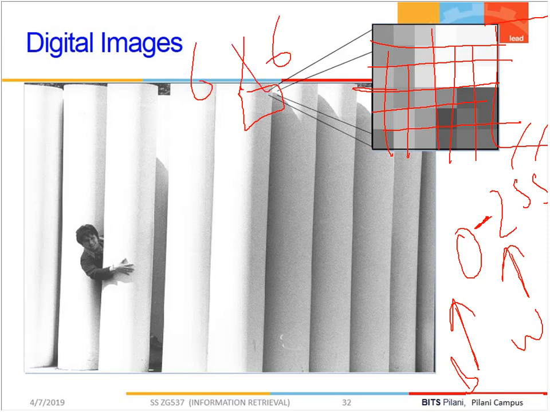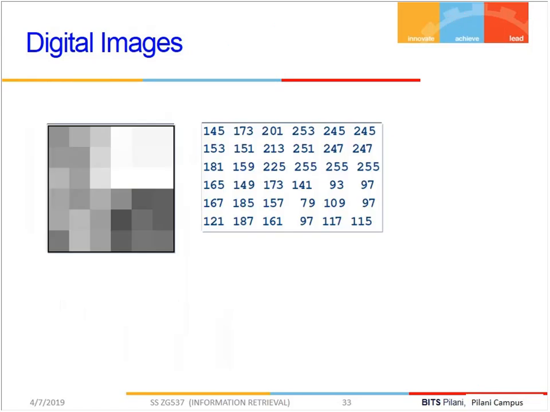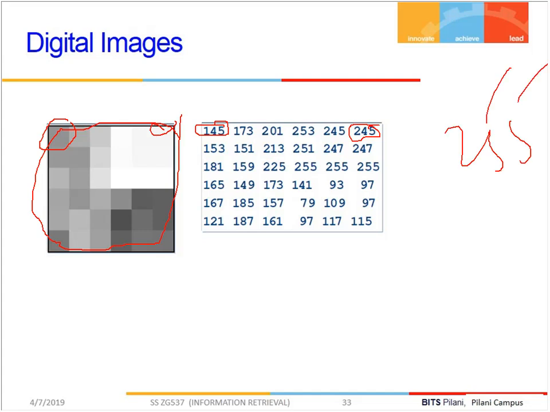It's a 6 by 6 matrix which is representing some portion of the image, and there are different gray level values here. This is one gray level, this is white, this is something. So it is basically a conversion into gray levels. If you see this portion of the digital image, I have converted it into a pixel by pixel representation. The first pixel has a gray level value of 145. The last pixel in this row has a value of 245 because it is very close to white, because white has the value 255.